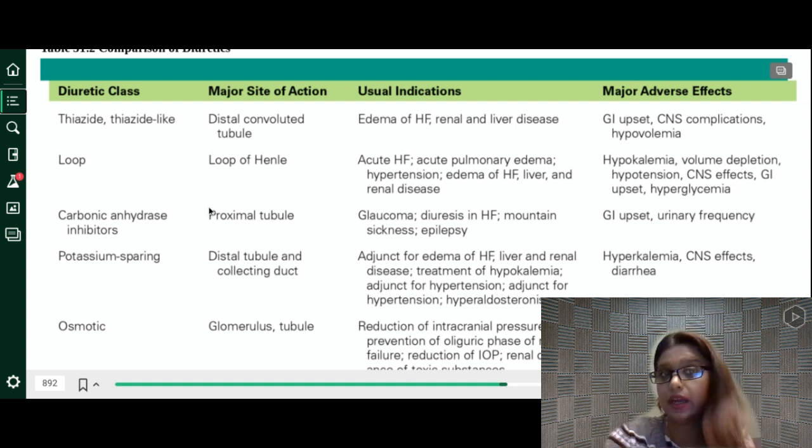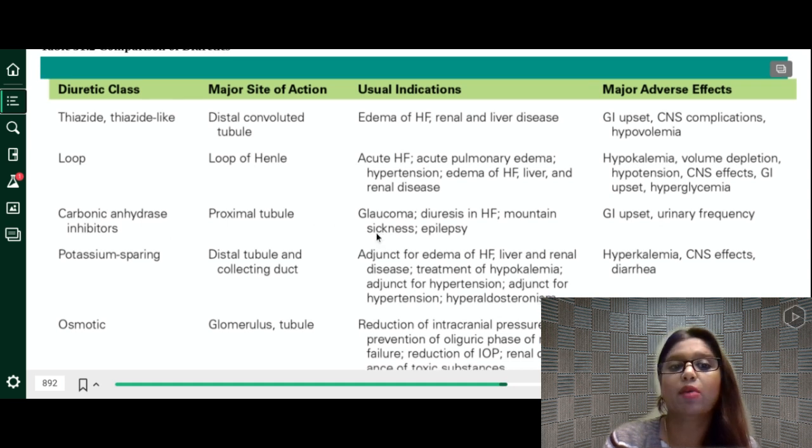Another one is carbonic anhydrase inhibitors. They work on the proximal tubule. They just work on different portions of the nephron, but the most important ones are loop diuretics because they specifically work on the loop of Henle. Something to memorize: carbonic anhydrase inhibitors are usually given for glaucoma, and one of the examples is Diamox.